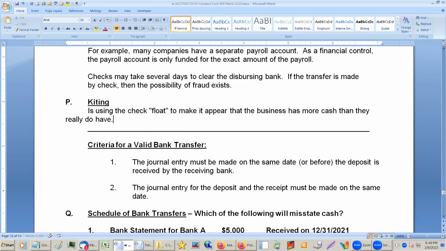There's a better way to write it: more cash than we do have. So it's to make it look like they might have more money than they really have. They're using the float. And by the way, a lot of times you make this deposit, and if you don't put anything else with it, it might be assumed that this is, say, a customer deposit. Maybe this is a sale.